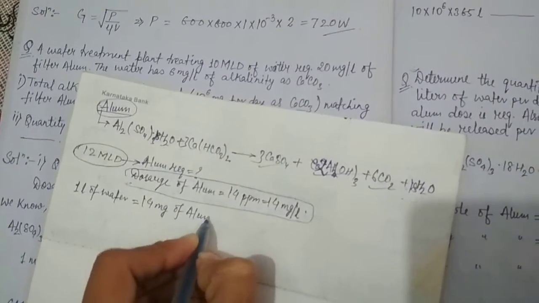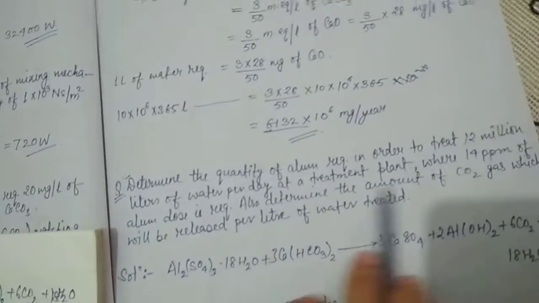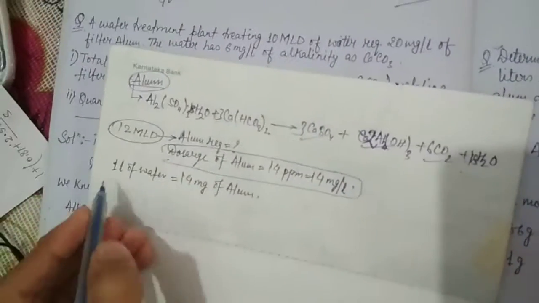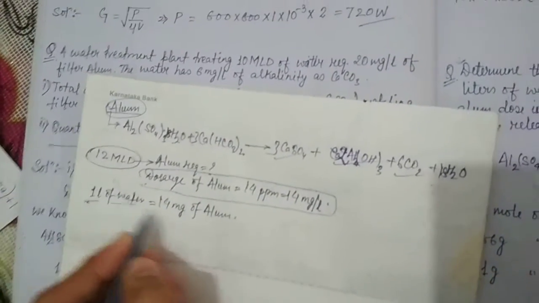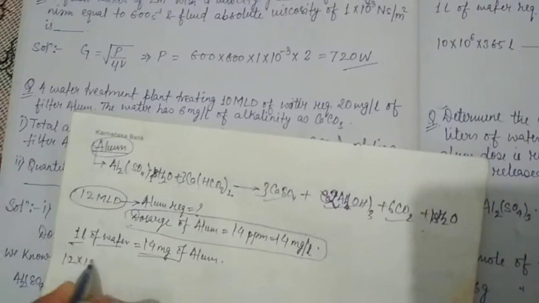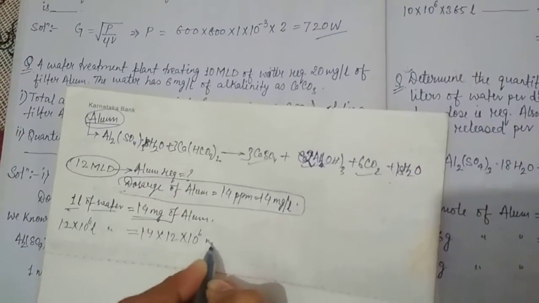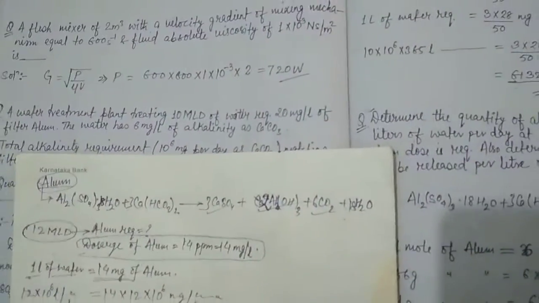Now the first question is asking how much alum is required for 12 million liters of water per day. You can use the simple unitary method. For 1 liter of water it requires 14 milligram. So for 12 million liters, million meaning 10 to the power 6 liters, it requires 14 into 12 into 10 to the power 6 milligram of alum, per day. So the first part is over. Move to the second part.